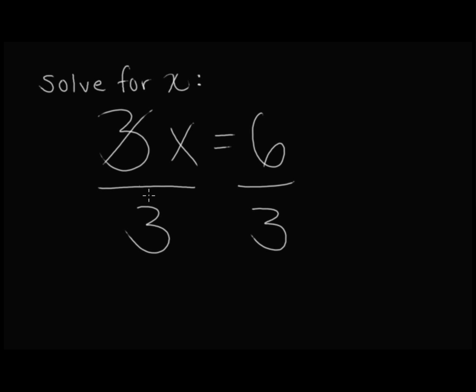The 3's on the left side cancel out, getting x by itself, and 6 divided by 3 is equal to 2. So our final answer is x equals 2.